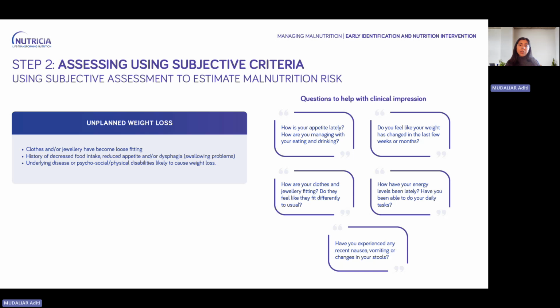Consider incorporating questions about energy levels and changes in GI symptoms into your conversations, and asking questions on appetite, clothes, and jewellery, as this can indicate weight loss. For example, if a patient mentions struggling with swallowing, it opens up an opportunity to discuss how it's affected their eating and drinking. Consider psychosocial assessment as part of your investigation, so looking for those social malnutrition clues rather than just looking for organic causes.